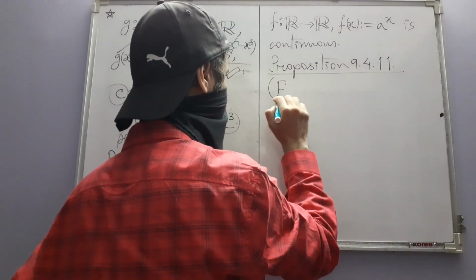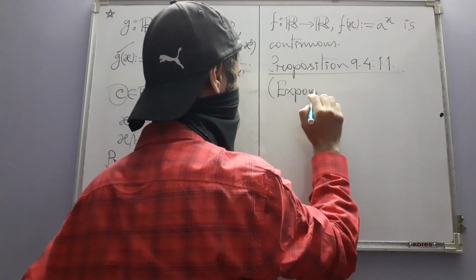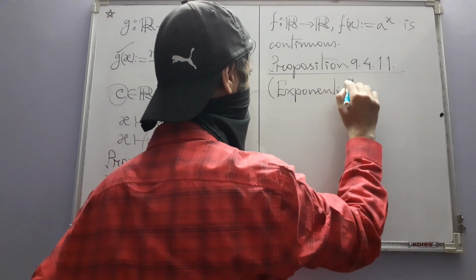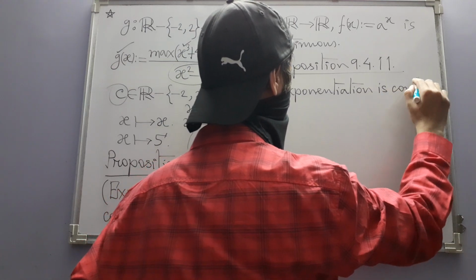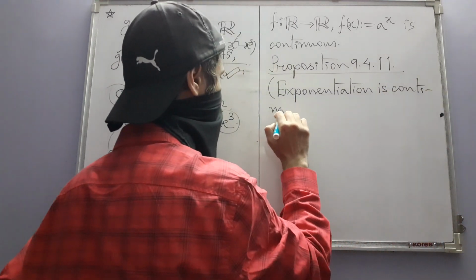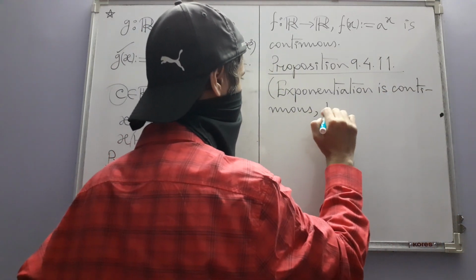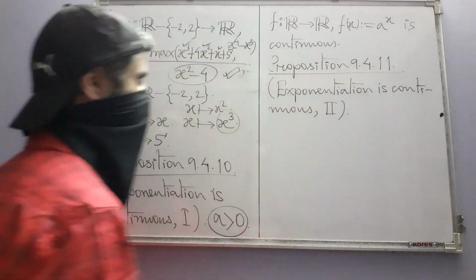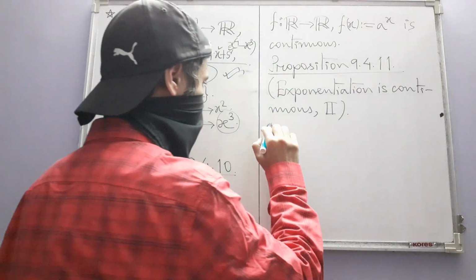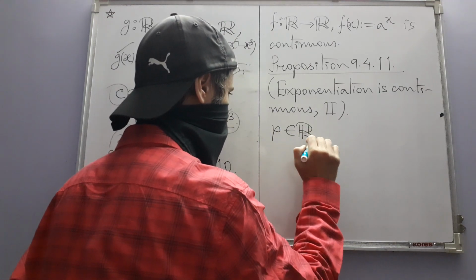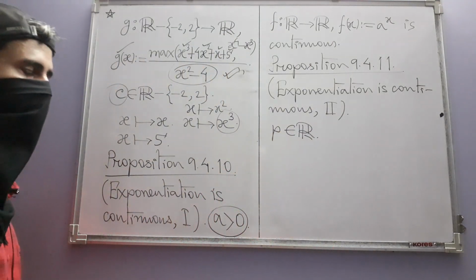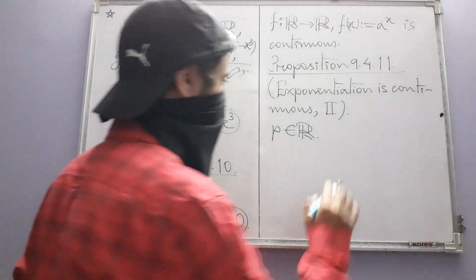Again, exponentiation is continuous. This is part 2. Here t is a fixed real number, any real number, but it's fixed, it's not going to change.